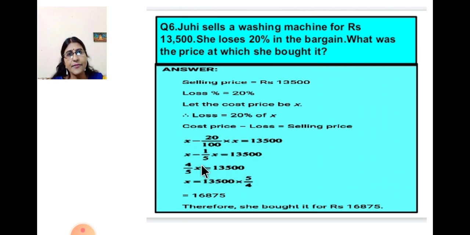And then as we have to find out cost price, that is x. So x will keep here, and this we will take it to the other side. So it will be 13,500 multiplied by this 4 upon 5 will become 5 upon 4. And then you are going to reduce it. On reducing, you will get 16,875. Therefore, she bought it for rupees 16,875. So this was the cost price of washing machine.